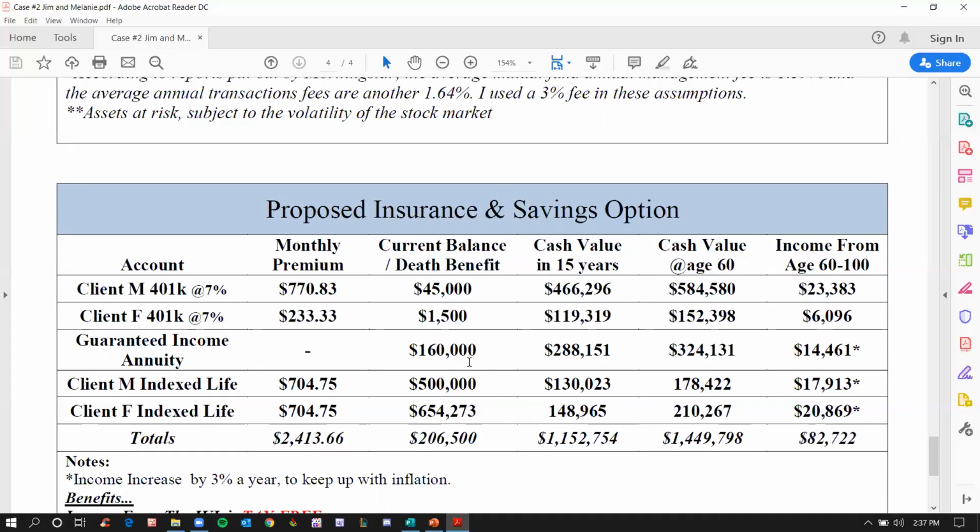So overall, you spend the same $2,413 a month, not a penny more, not a penny less. Your accounts are going to grow to $1.449 million. So a little bit less on the growth side. But the big thing is it's going to spit off $82,000 of income, with a big chunk of that being tax-free.